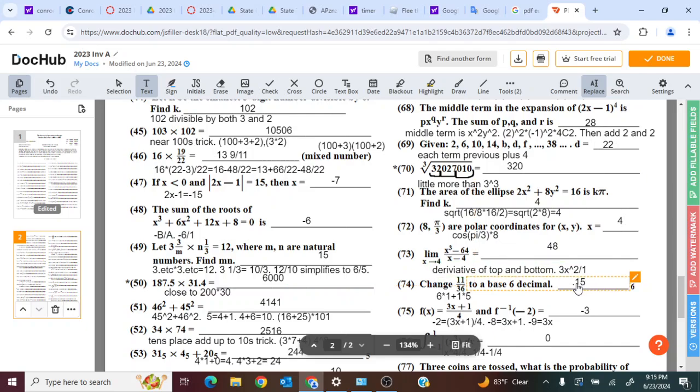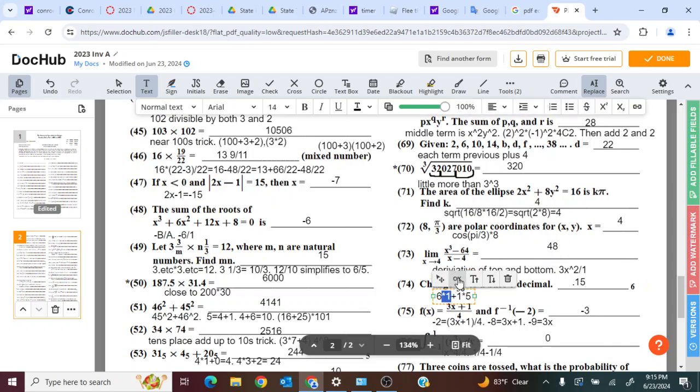And then you can imagine, basically this represents the 1 over 6. So to get that, you'd have to divide the numerator and denominator by 6. So that's why you're figuring out what number times 6 gets you to 11.